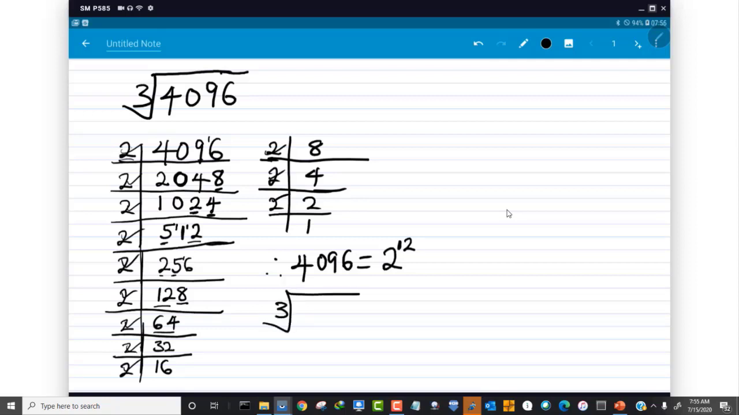Okay, now we are finding the cube root of 4096. And cube root, like I said, means you are dividing the power by 3. This is 2 raised to the power 12 divided by 3, which gives me 2 raised to the power 4. And 2 raised to the power 4 is 16. So that means the cube root of 4096 is 16. So that is 16 times 16 times 16, which gives you 4096.